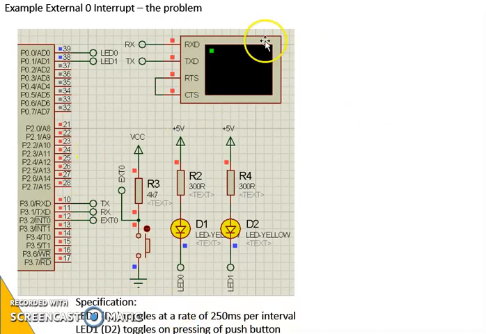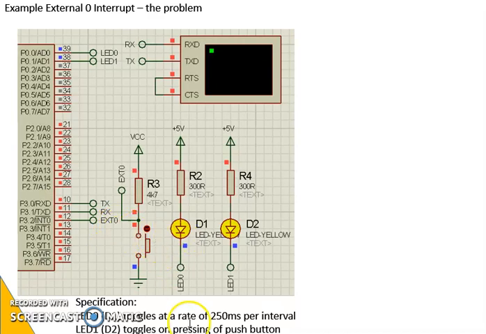So in this circuit, the scenario is that the LED is going to continually blink with a 250 millisecond interval while there is no external interrupt triggered from the push button. LED 2 will not be triggered when there is no external push button press. It is triggered at external interrupt 1.